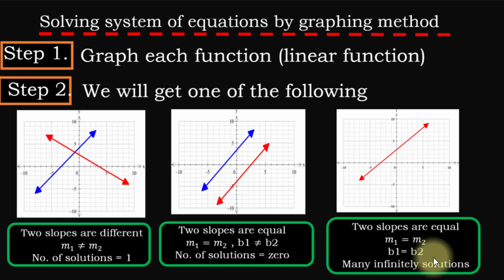How can we know that? We will find the y-intercept. Ask yourself: if the y-intercepts are not equal, the number of solutions will be 0. If the y-intercepts are equal, we have infinitely many solutions. Let's have an example.